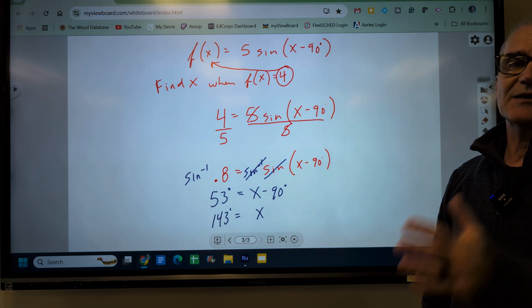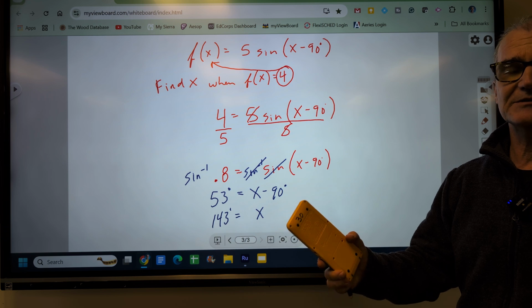in functions, especially when using a calculator.